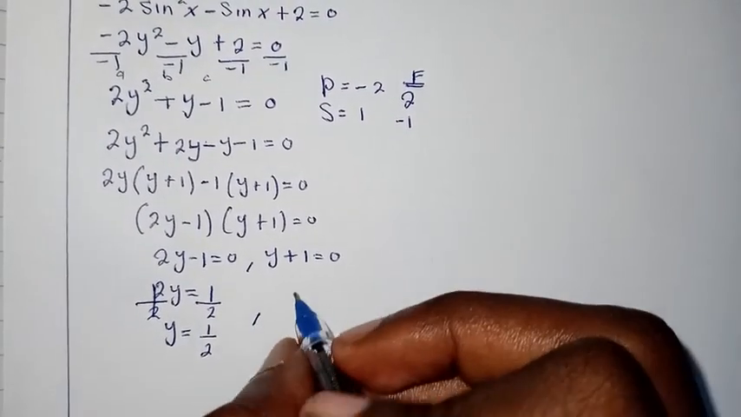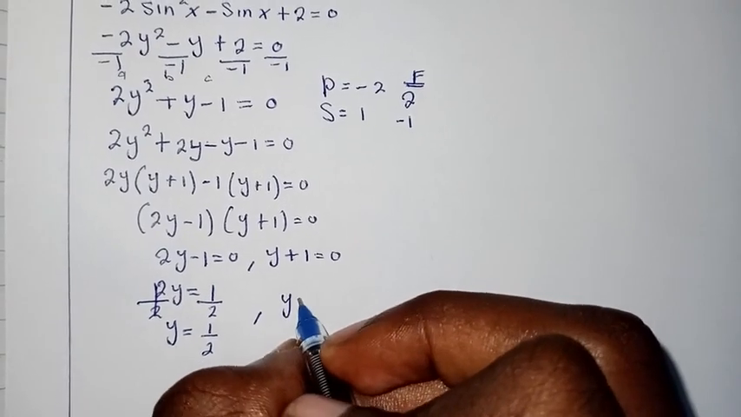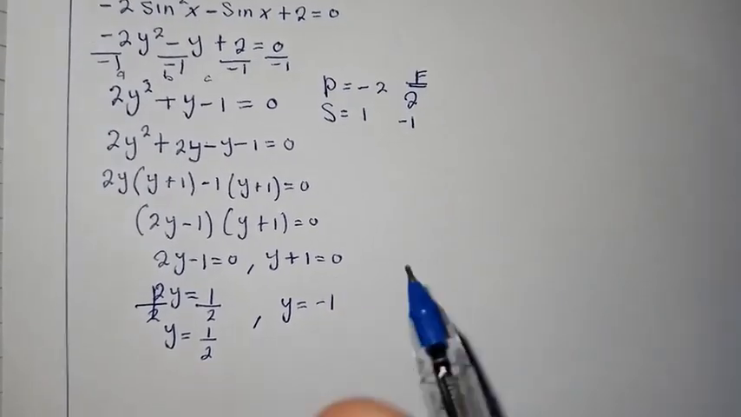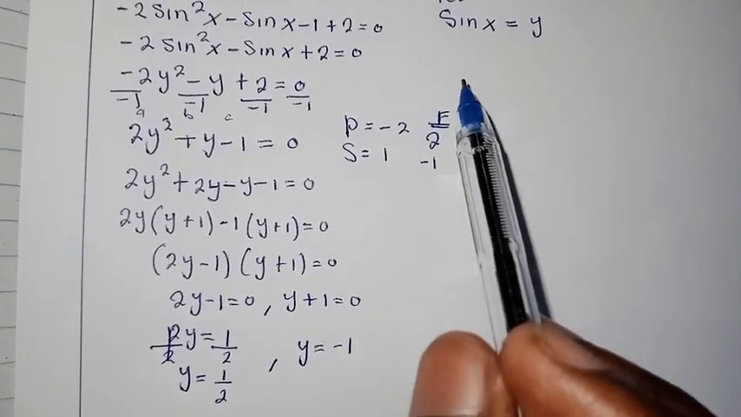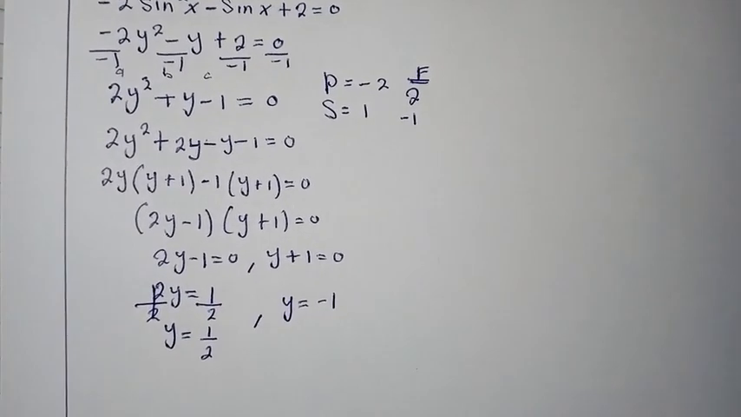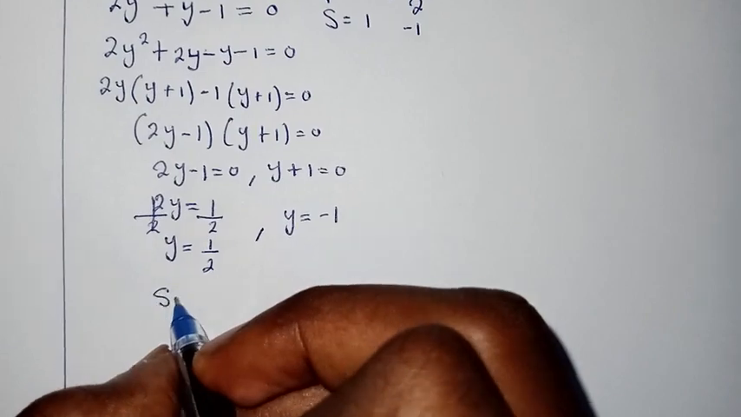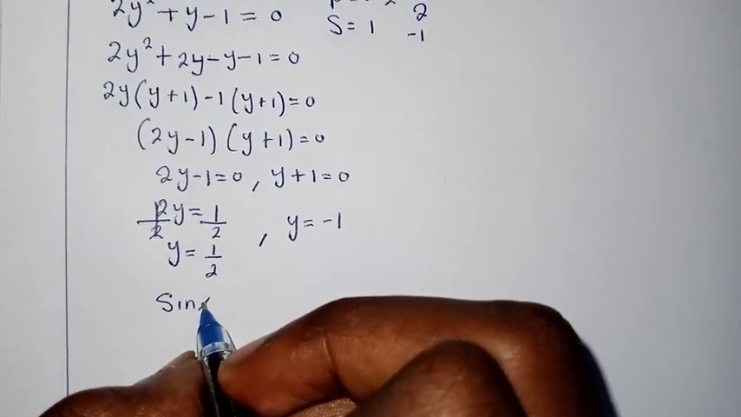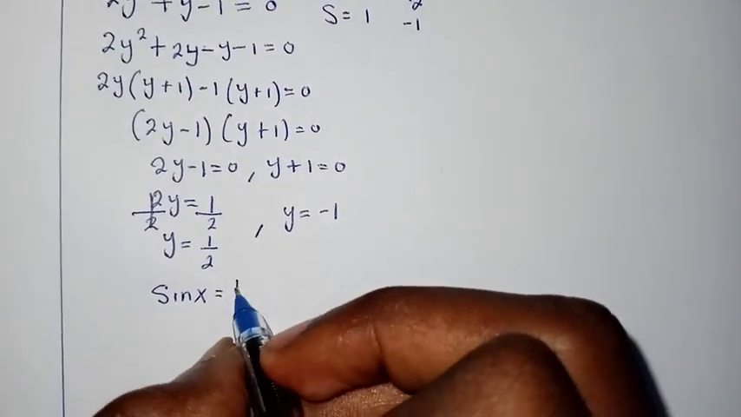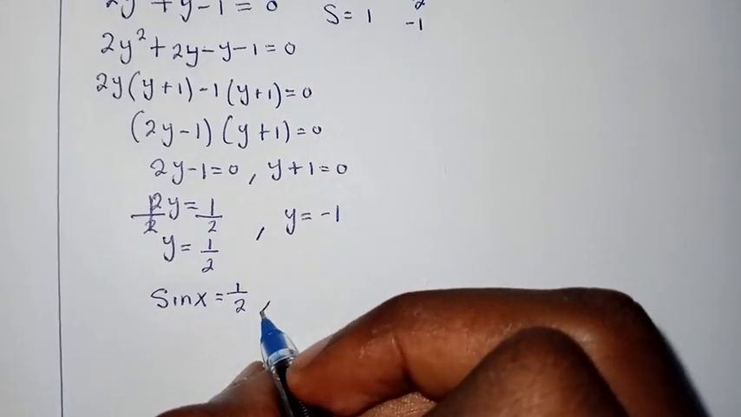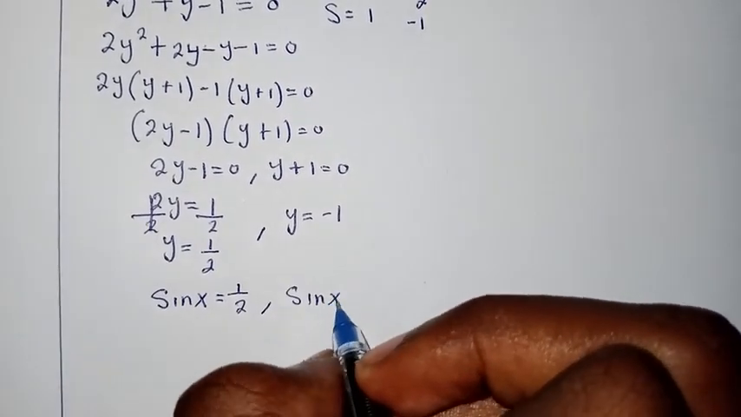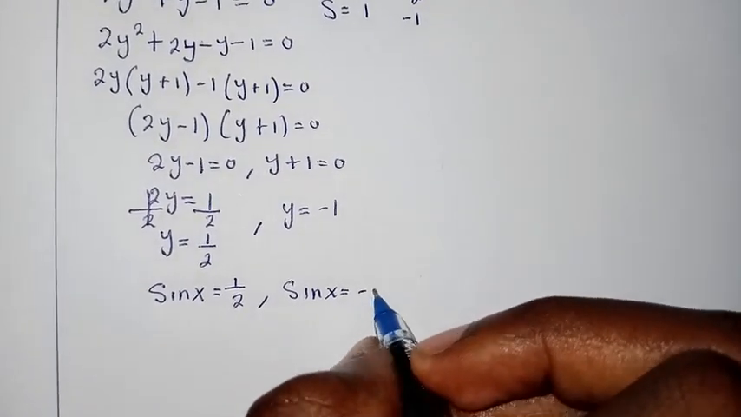Even here, we're going to have y equal to -1. So since we said that we let sine x equal to y, we can replace everything back. So it's going to be sine x equal to 1 over 2 and sine x equal to -1.